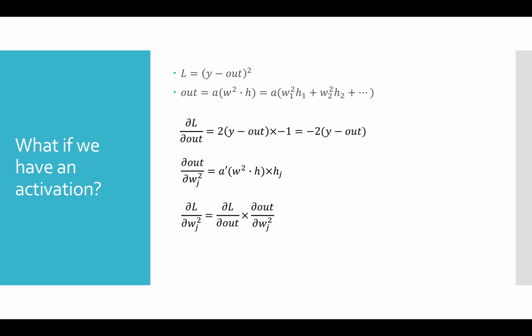So what if we have an activation? If we have an activation, the only thing that changes is here in the derivative of the out with respect to W2. And here we would have A prime, so the activation prime. So you take the derivative of the activation, and then you still multiply it by the derivative of the inside, which is hj.